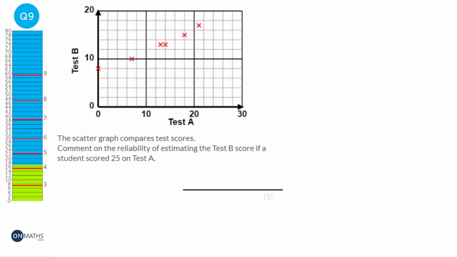So to make estimates from a scatter graph, we've got to first of all draw a line of best fit, which would be something like this.